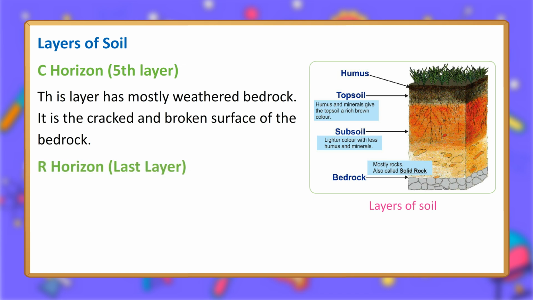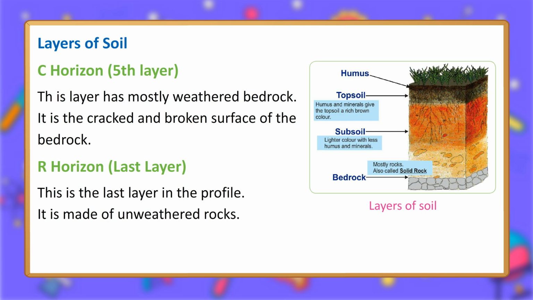R horizon. Last layer. This is the last layer in the profile. It is made of unweathered rocks. Layers of soil. Humus. Topsoil. Humus and minerals give the topsoil a rich brown color. Subsoil. Lighter color with less humus and minerals. Bedrock. Mostly rocks, also called solid rock.